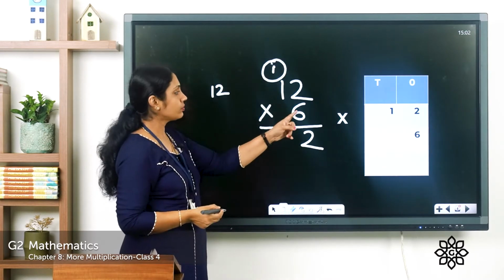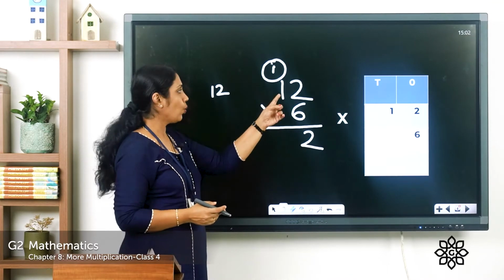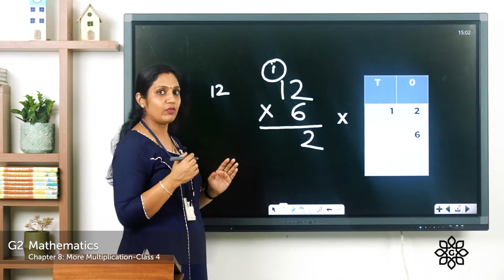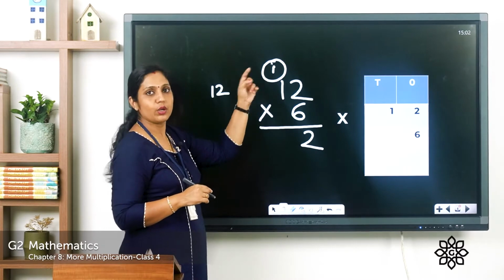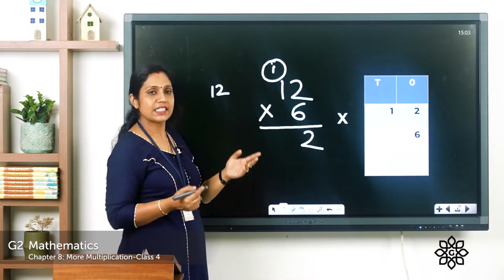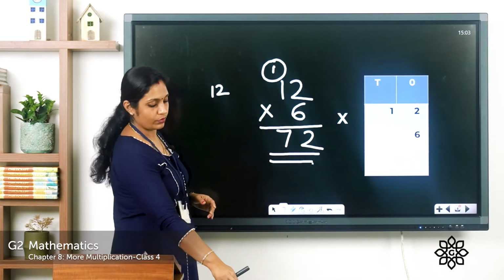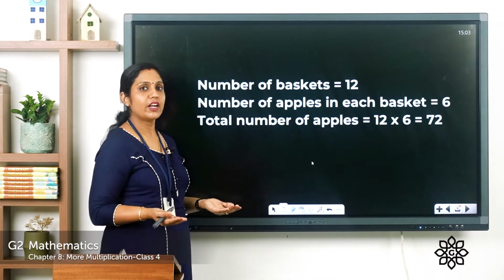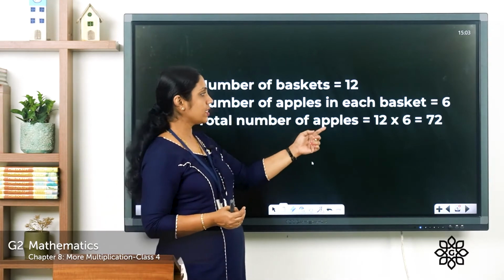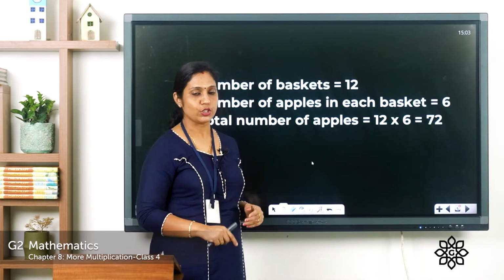Now we have to multiply 6 with the tens place. So 6 ones are 6 and with that we have to add this carry over 1. So 6 ones are 6 plus 1 is 7. So we get the answer 72. So how many apples are there in all? The total number of apples is equal to 12 into 6 is equal to 72.